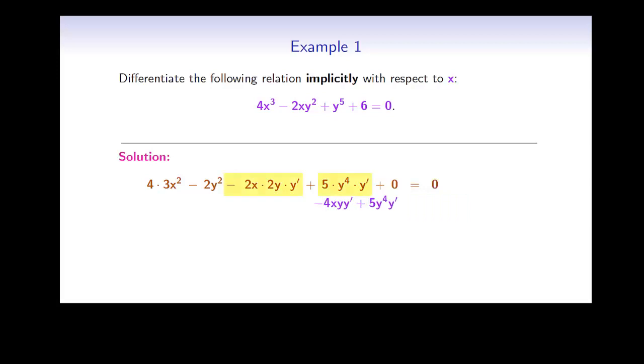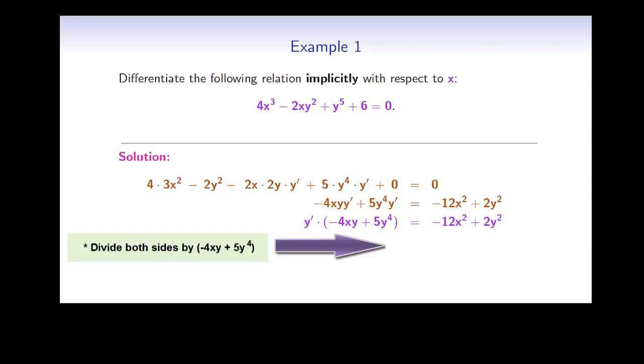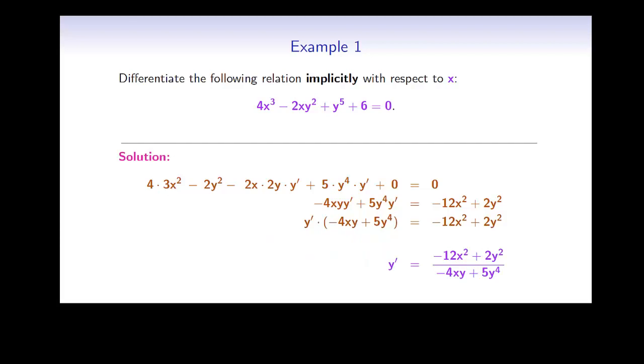Bring the terms with y prime to one side of the equation, and throw the terms without y prime on the other. Doing this, we see negative 4xy times y prime plus 5y to the fourth times y prime is equal to negative 12x squared plus 2y squared. Factoring out the y prime, we see y prime times the quantity negative 4xy plus 5y to the fourth is equal to negative 12x squared plus 2y squared. Solving for y prime, we see that y prime is equal to negative 12x squared plus 2y squared divided by negative 4xy plus 5y to the fourth.